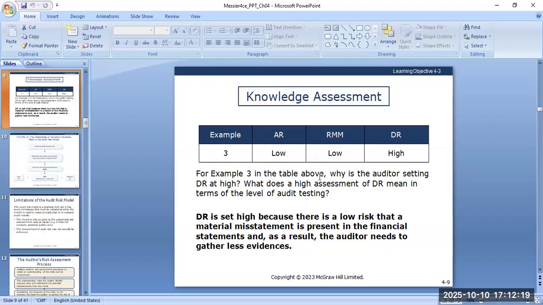What that means to us in terms of the detection risk is that in this case, we have to do less testing. Fewer people are going to be involved in the audit, and less time we're going to spend on the audit. We can afford to have the detection risk on time.